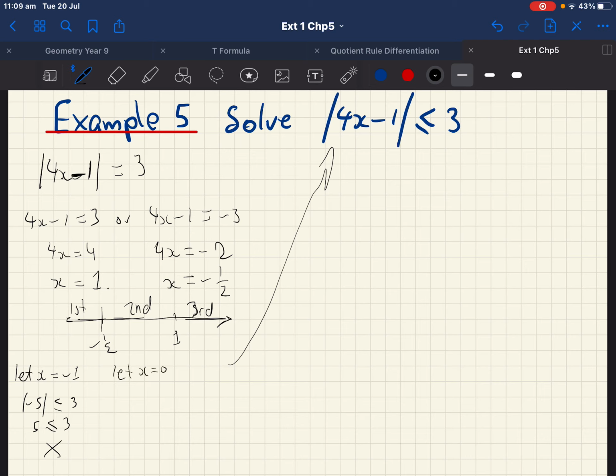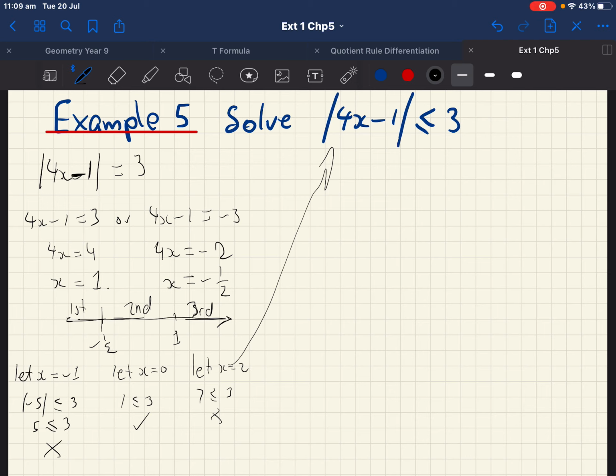If I let x equal 0, you plug it in, so sub 0 into the equation, work it all out, and you're going to end up with 1 is less than or equal to 3, which is true. And let's pick a value from the third region. I'm going to let x equal 2. In this particular case, you end up with 7 is less than or equal to 3, which is false. So from the critical value method, we can see it's the second region which will belong to our solutions.